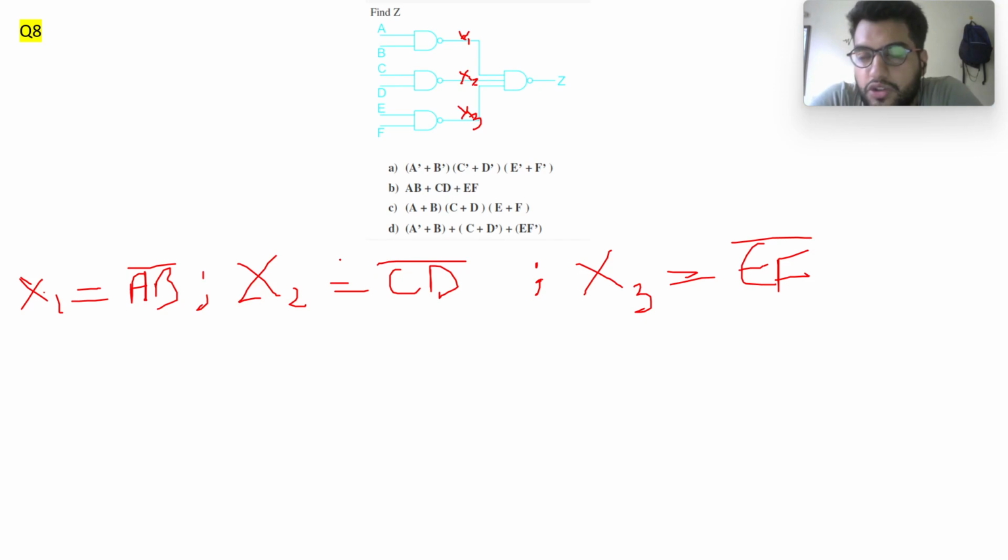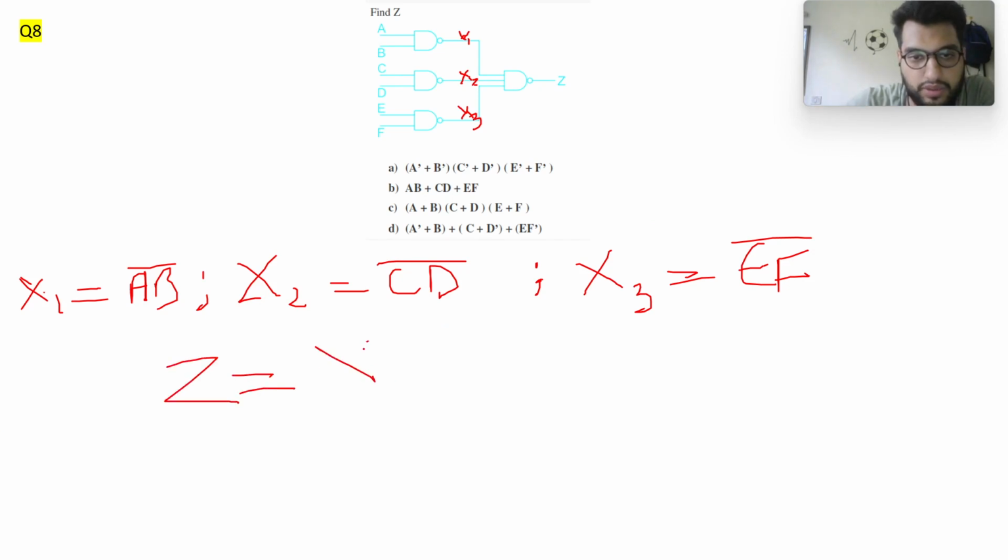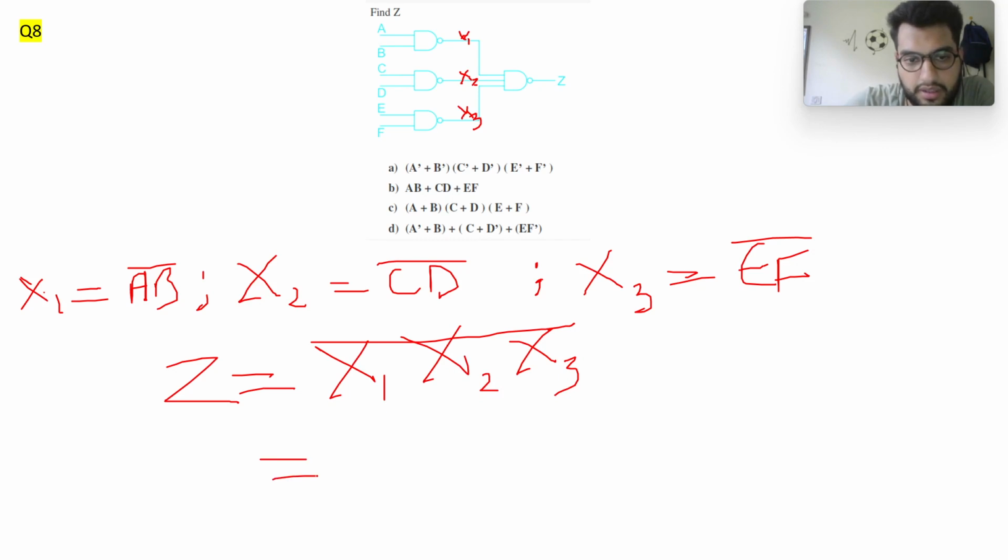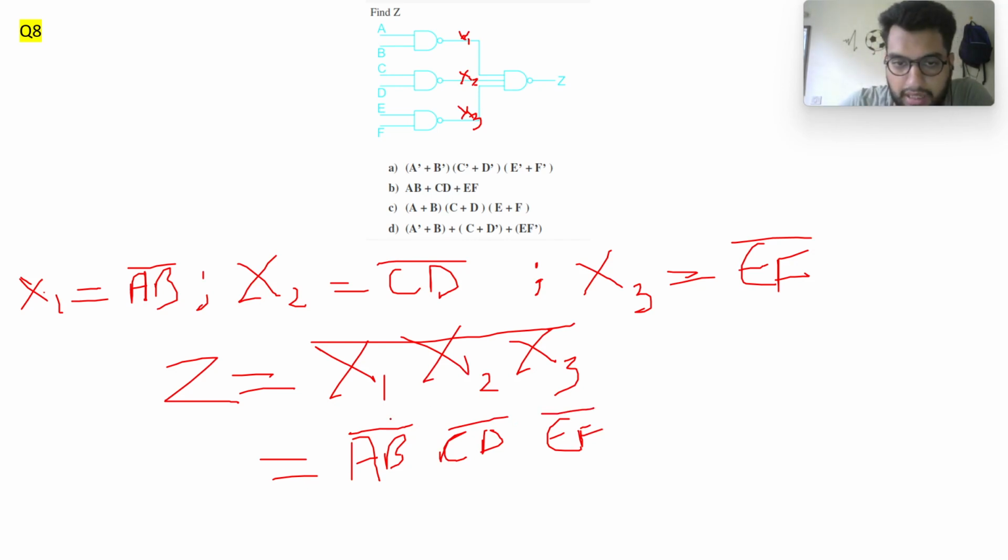Now this x1, x2, and x3 go as inputs to a NAND gate. So it's a three input NAND gate, and we have the output Z. So Z will simply be equal to x1, x2, x3, then whole complement, right? Now plugging these values of x1, x2, x3 in this expression, it's AB bar, CD bar, then EF bar. By bar I mean complement, and then the whole complement.